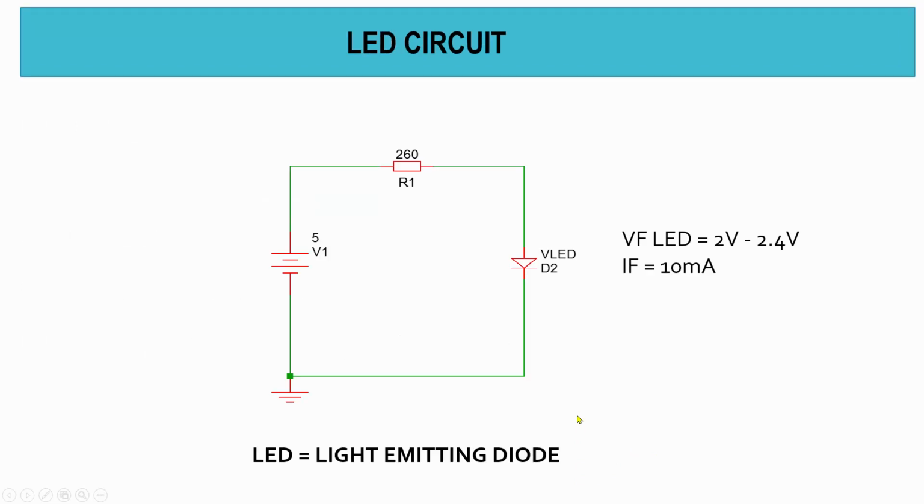So this is an LED circuit, and this is a very simple circuit. We can use a voltage source. In this case, I will use a 5V DC source. Then I will have an LED. This type of LED has a forward drop voltage between 2V to 2.4V, depending on what type of color you're using. And the forward current is 10 mA. And we need a resistor to control or adjust the amount of current going through this device. LED stands for light emitting diode.